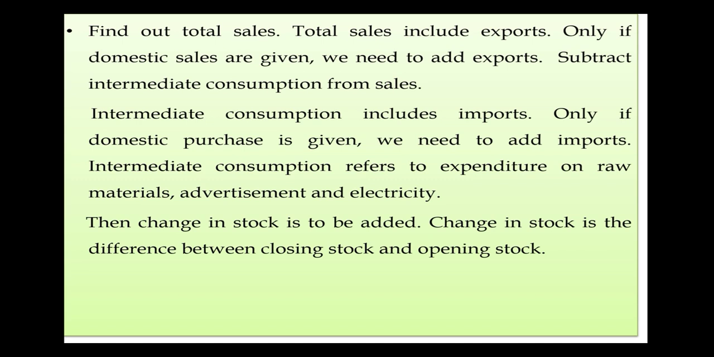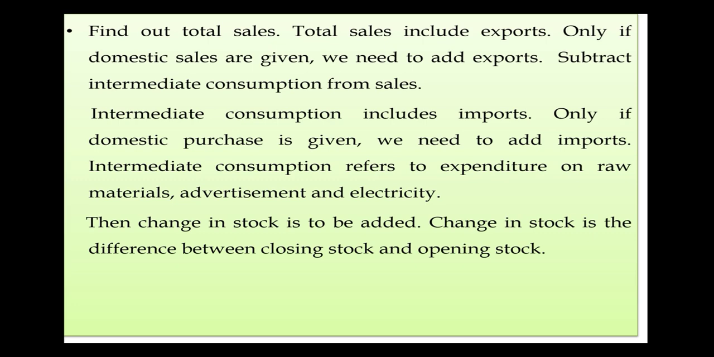Subtract intermediate consumption from sales. Intermediate consumption includes imports. Only if domestic purchase is given, we need to add imports. Intermediate consumption refers to the expenditure on raw material, advertisement and electricity. Then change in stock is to be added. Change in stock is the difference between the closing stock and opening stock.